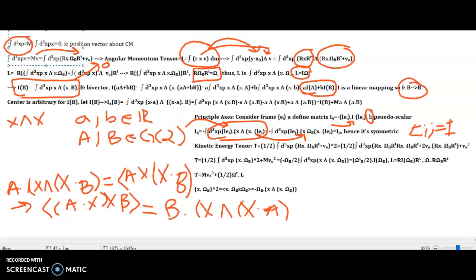Below this, I have written the kinetic energy tensor. Now, a more common representation is, of course, T equals half integral dm r cross omega squared. But just like with the angular momentum tensor, I have generalized that with the identities from Clifford Algebra and rotational dynamics.